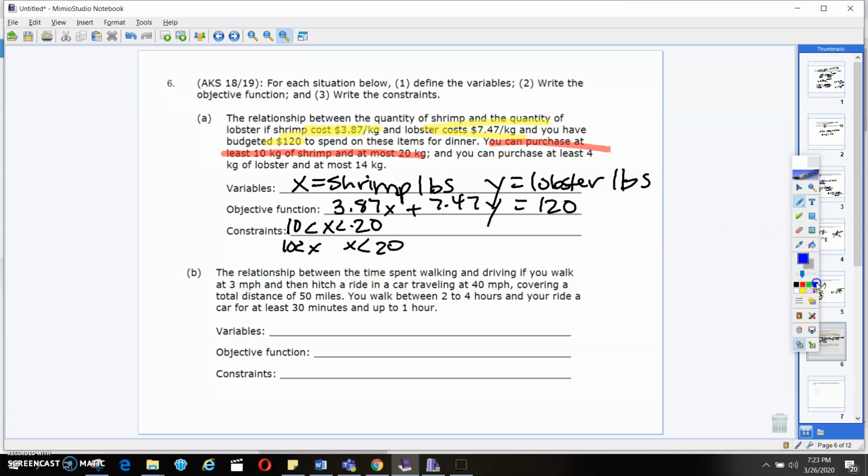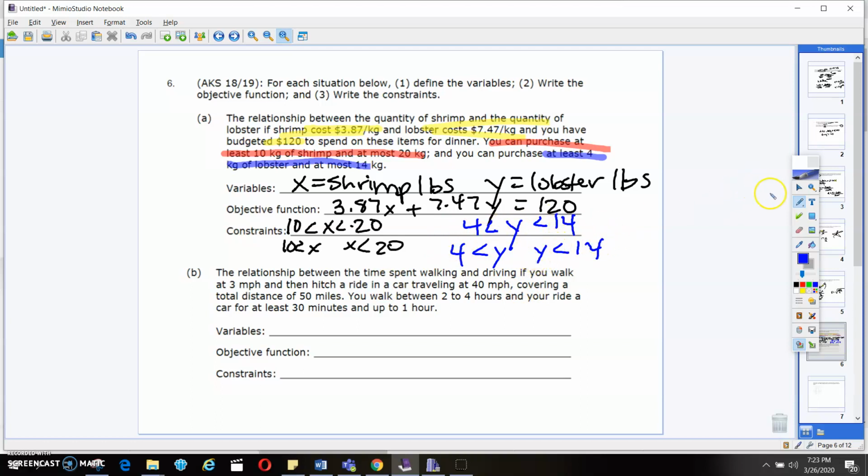And then you've got this other constraint. They tell you that you've got lobster that is at least 4 kilograms and at most 14. So at least 4 kilograms and at most 14. Okay? So this is how you would write that, or if you wanted to write this as Y is bigger than 4 and Y is less than 14. Okay, so Y is going to be in between 4 and 14. That's what this is saying.